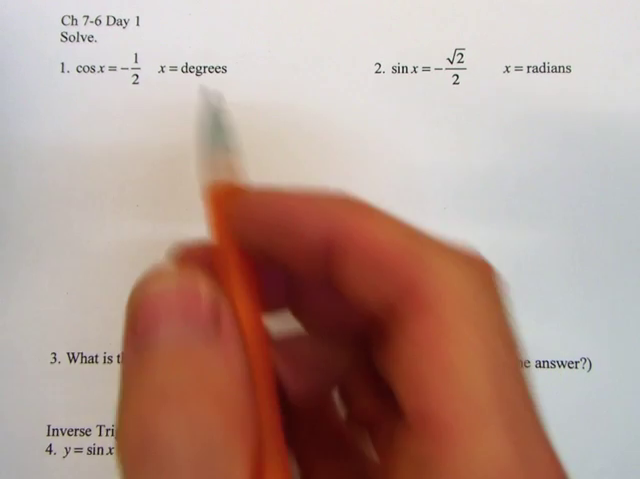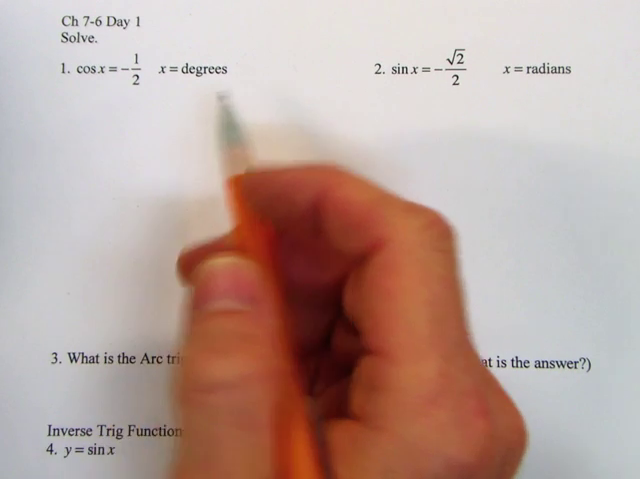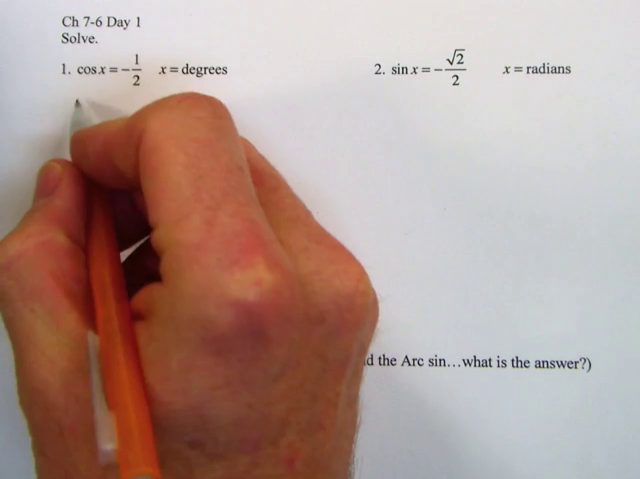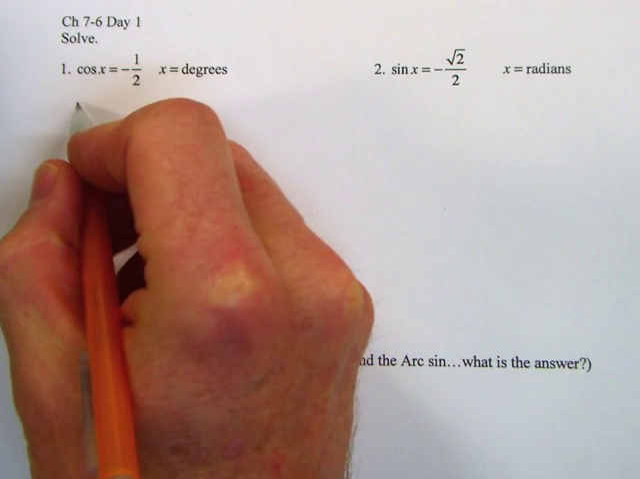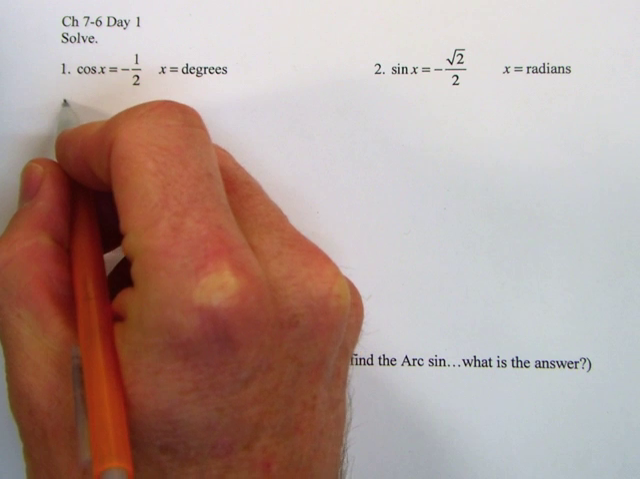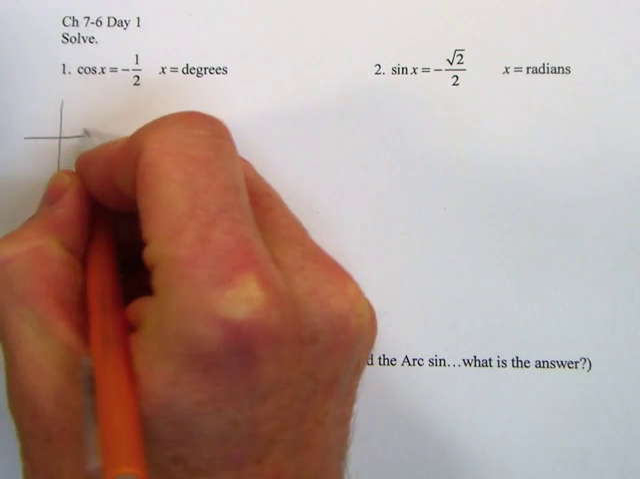Let's solve these equations. Cosine x equals -1/2. X is going to be in degrees. When we're looking at this, what did I say that we're always going to do? Draw our unit circle.